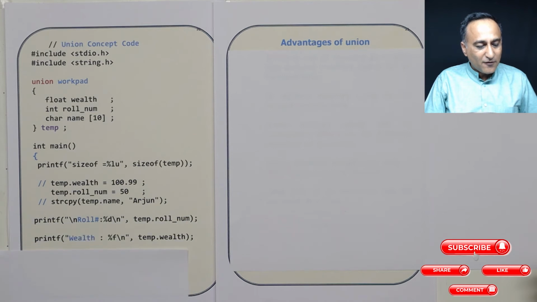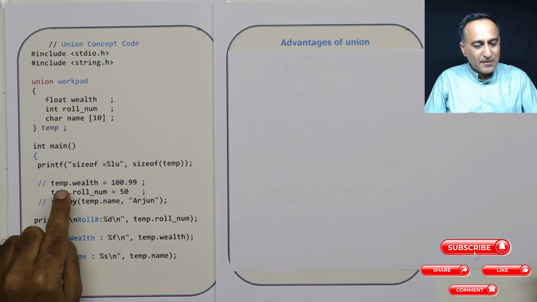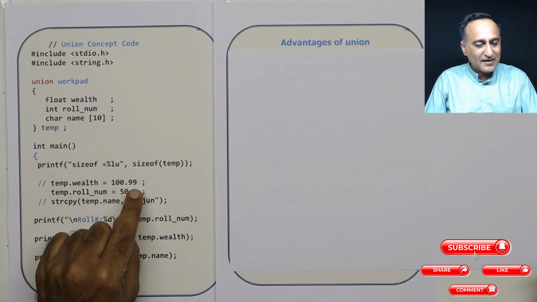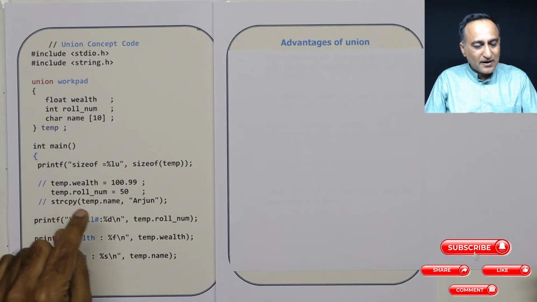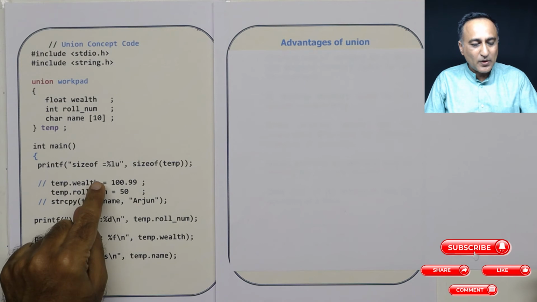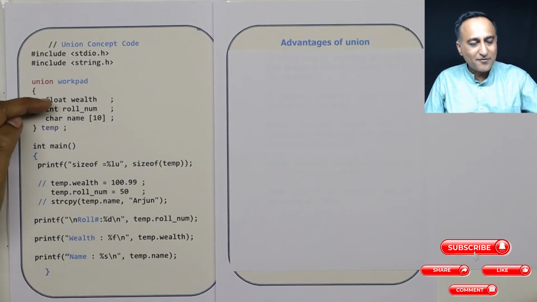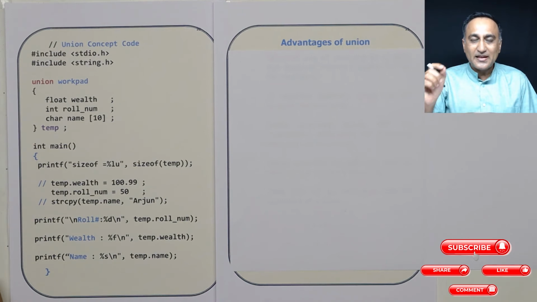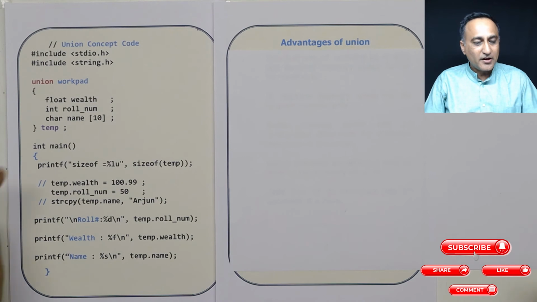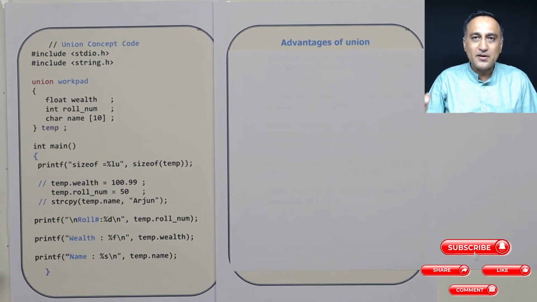Now, if I comment out roll number as well as name, and I make wealth 100.99, in roll number and name there will be meaningless or garbage characters, but in wealth there will be 100.99. The moral of the story is, you may have three different variables but they represent the same memory location. Because of that, you can only use one of the variables at a given point of time meaningfully.